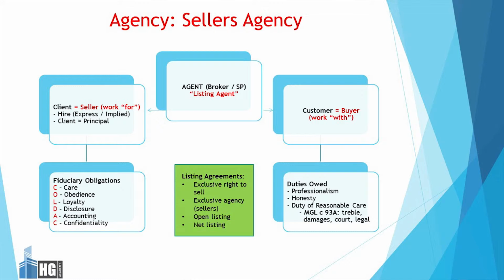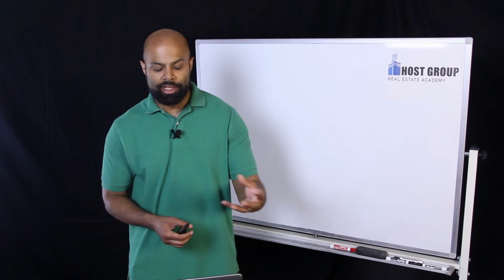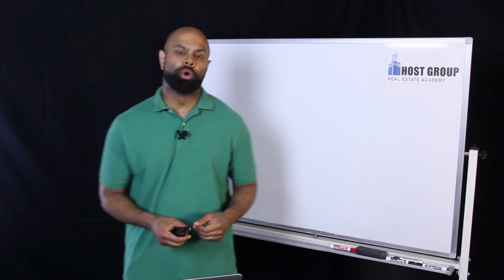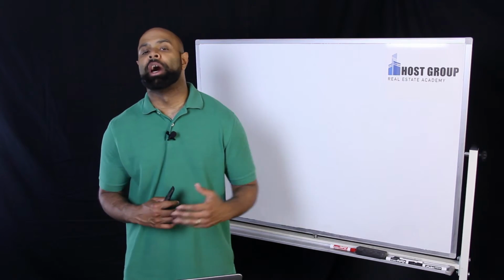In express, we have listing agreements. We might also have a few implied listing agreements, as you can see in this chart in the center green. The types of listing agreements are exclusive right to sell, exclusive agency, open listings, and net listings. Now, we owe a fiduciary obligation to the seller. Here, as illustrated, it's COLD AC. We learned it as OLD CAR. COLD AC is care, obedience, loyalty, disclosure, accounting, and confidentiality.